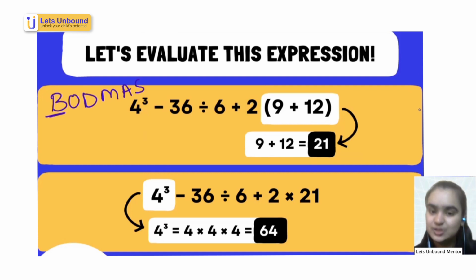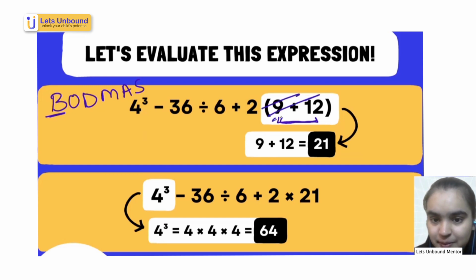Brackets, right? So we are going to open up the brackets. 9 plus 12 is 21. So instead of this part, we are going to write 21 and it is going to look like this. Now we are done with brackets.